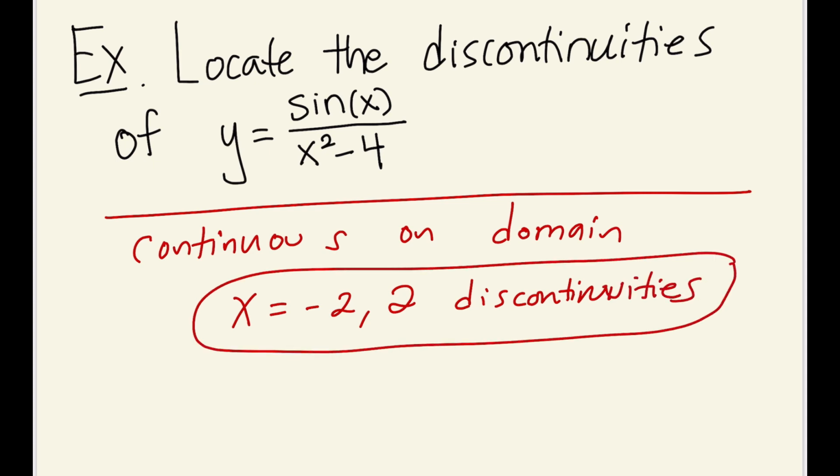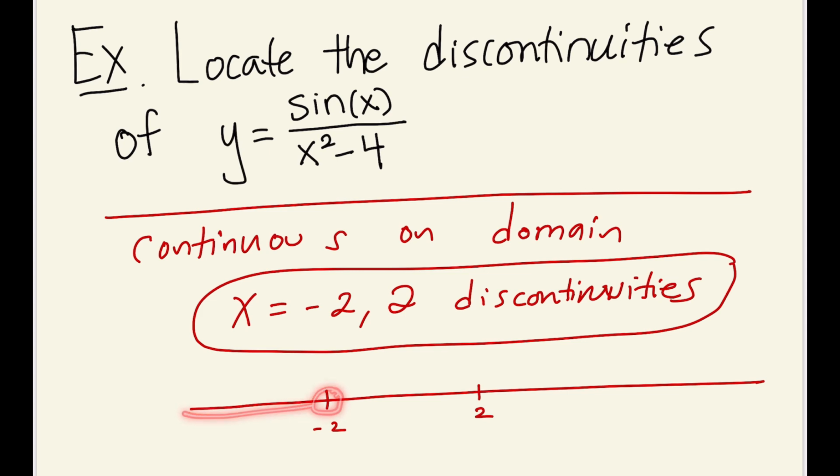But I also want to point out that not only are negative 2 and 2 not in the domain of the function, but the function is defined on both sides of negative 2 and on both sides of 2. So near both of these values, my function is defined, and that's what makes it a discontinuity.